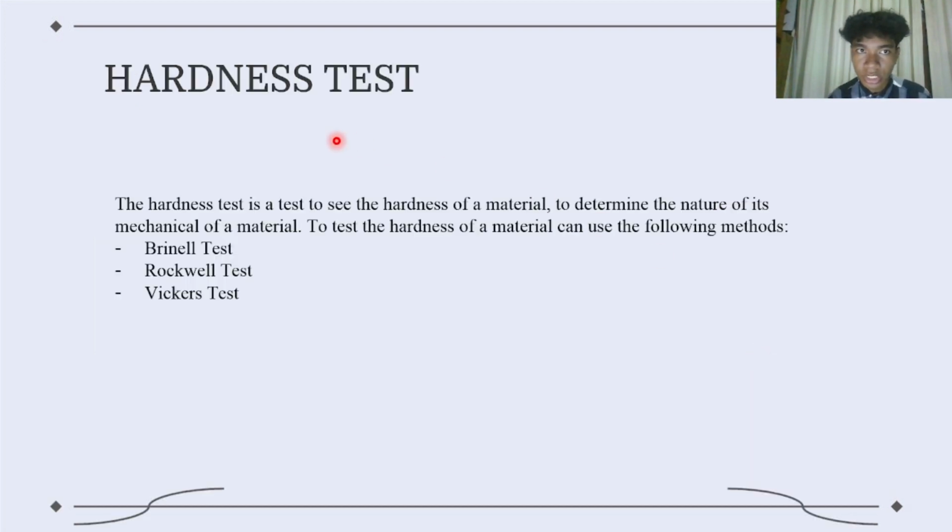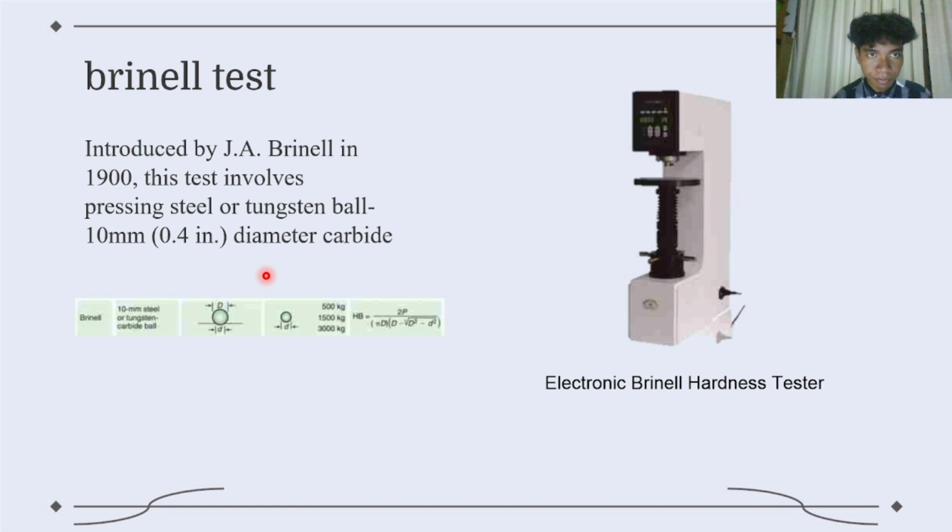And the next is hardness test. Hardness is a test to see hardness of material to determine the nature of its mechanical of a material. To test hardness of a material, you can use following methods. First is Brinell test, the second is Rockwell test, and the third is Vickers test.